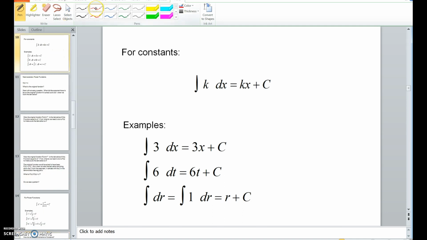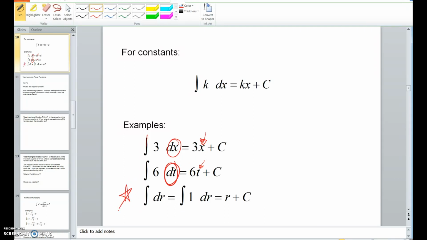A couple things to notice here. The one thing this d term does tell you is what the name of the variable is. Here, since I'm just integrating 3, the variable doesn't appear in the given problem. The fact that this is dx tells me that the variable I need to use is x. Here, because of dt, I know the variable I need to use is t. Another note about this one here.